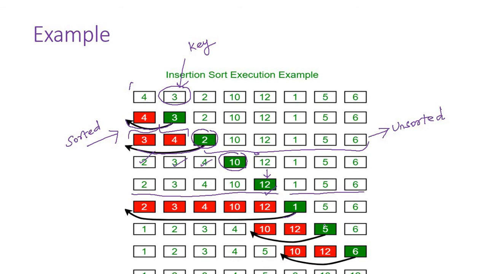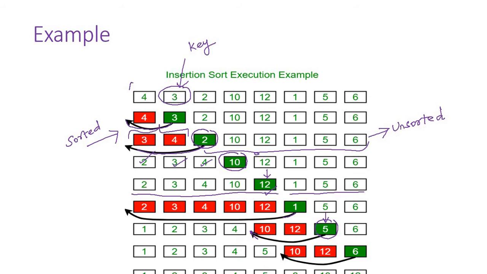Then the next key is 5. This 5 should be placed after 4. I'm placing it here. Finally, we are left with only 6. That 6 is placed before 10, after 5. So this is what we need to do in insertion sort.